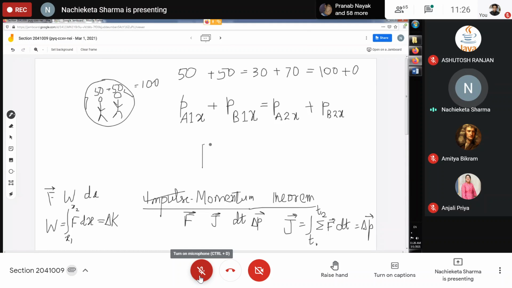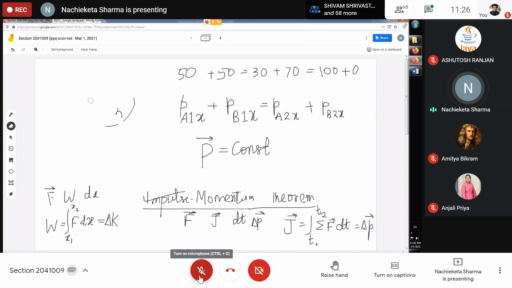So, for an isolated system, your total momentum is a constant quantity or a conserved quantity. So, P is equal to constant. That you can derive also, because for an isolated system your net force acting on the system is 0. So you can start with that and you can end with P is equal to constant.